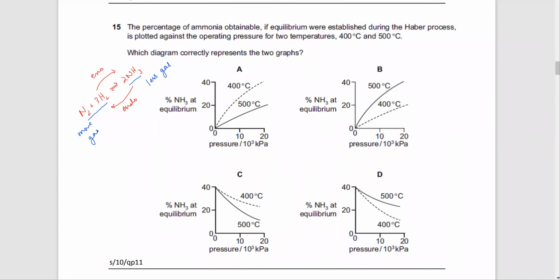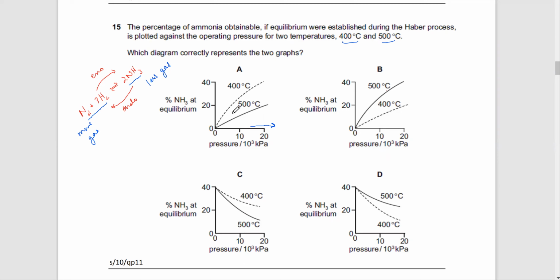So what is he asking? Two separate graphs are plotted, one at 400 and one at 500. First thing, which one would have more percentage of ammonia? And now the graph has to be interpreted in two ways. One is the relationship between temperature and the percentage of ammonia, and the other is what would happen if the pressure increases. So first, I need to figure out whether the graphs would be moving upwards. Would we get more ammonia, options A and B?